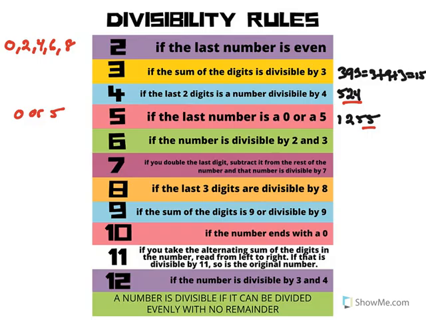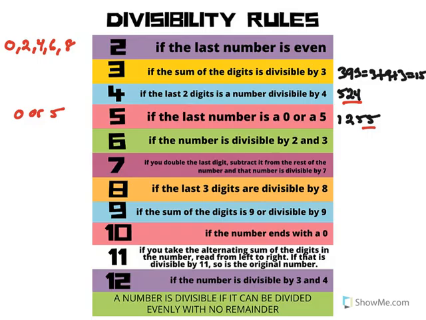If a number is divisible by 6, it has to be divisible by 2, which means the last digit has to end in an even digit. And then it also has to be divisible by 3, which means the sum of those digits is divisible by 3. So in order for a number to be divisible by 6, it has to be divisible by both 2 and 3. You've got to check both divisibility rules for 2 and 3. And if that number is divisible by 2 and 3, then that number is divisible by 6. Okay?